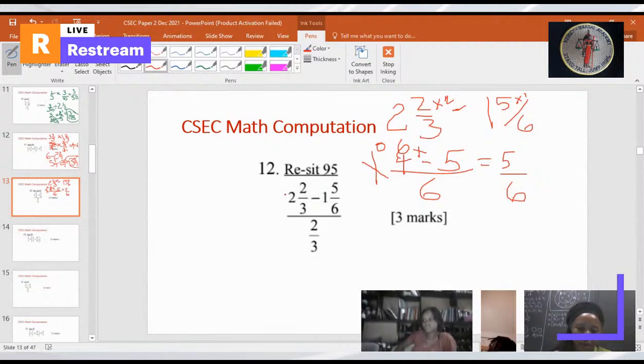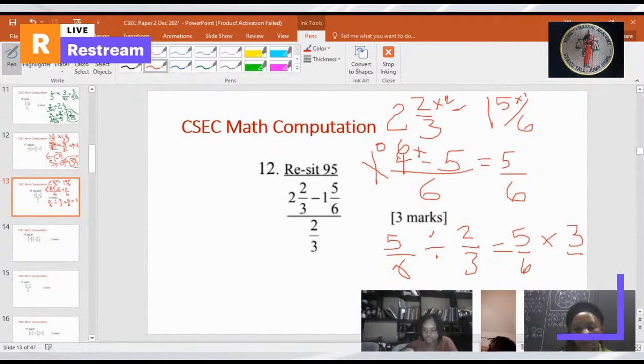Now we're going to divide that by 2 over 3, right? Yes, Miss. So it's 5 over 6 divided by 2 over 3. Now we're going to change the division sign to multiplication and invert the second fraction, so it becomes 3 over 2.